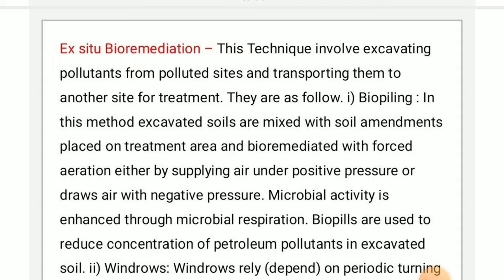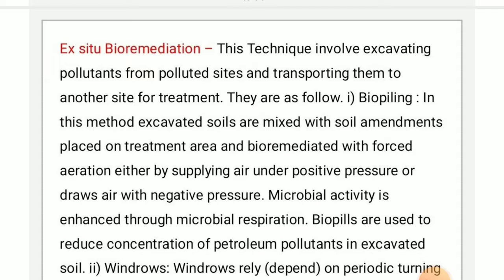They are as follows. First, the biopiling. Biopiling means the piles are formed, and these piles are formed due to microbial activity. In this method, the excavated soils are mixed with soil amendment, placed on the treatment area and bioremediated with forced aeration, either by supplying the air under positive pressure or drawing the air with the help of negative pressure.